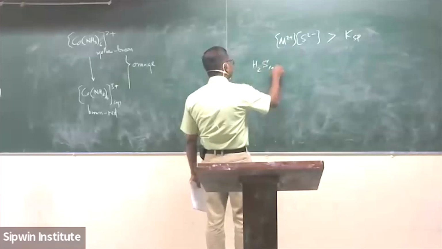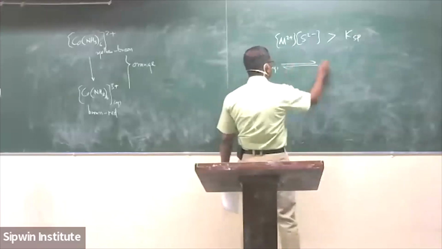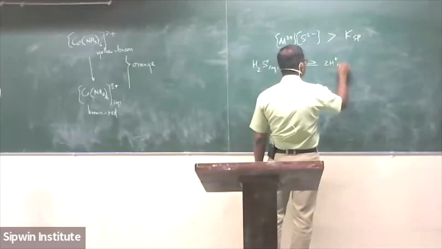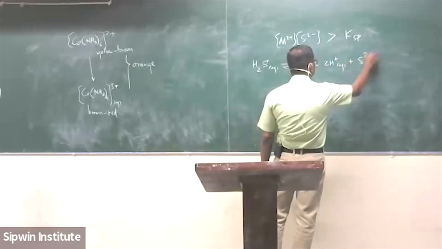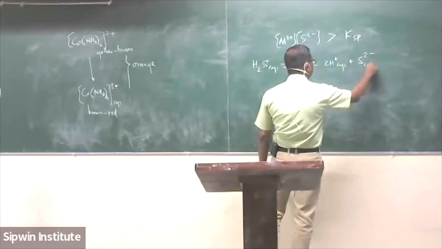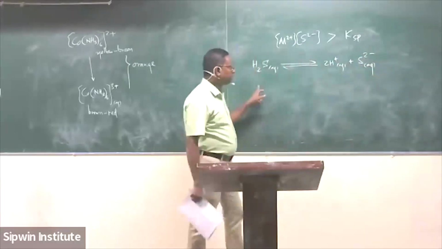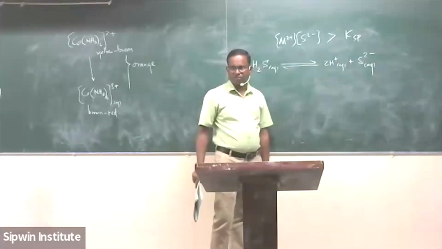H2S aqueous, 2H plus and S 2 minus. If not with the water, you can write it with water as H3O plus also.